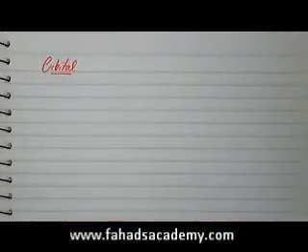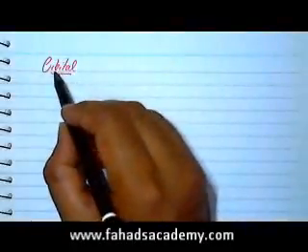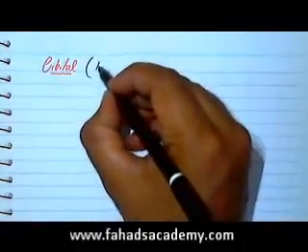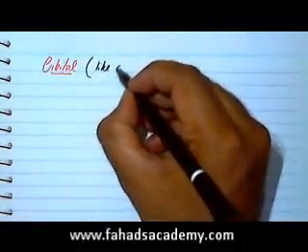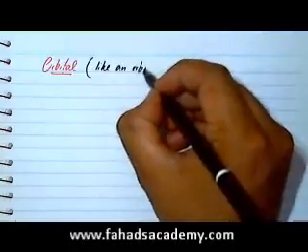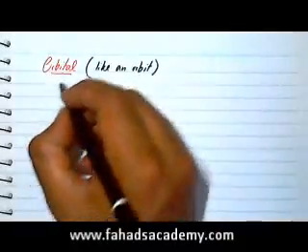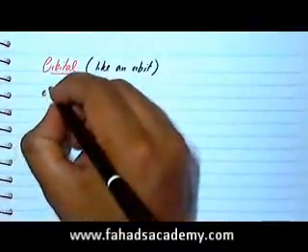Now let me introduce you to the concept of orbital. An orbital is similar to an orbit, but it's not actually an orbit. So electrons basically reside in orbitals.